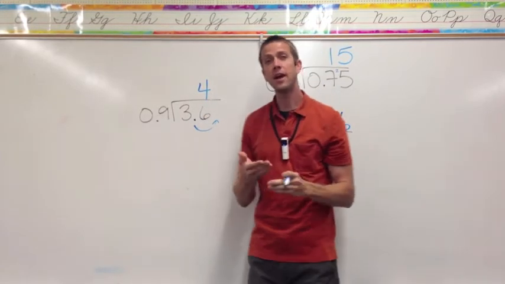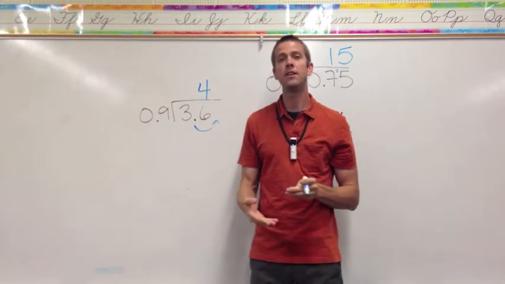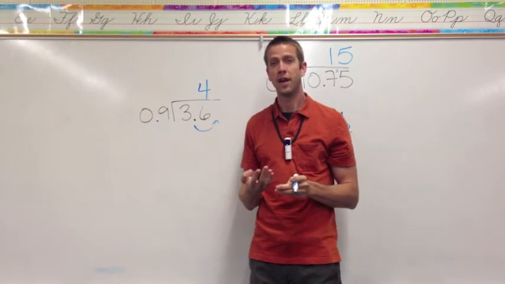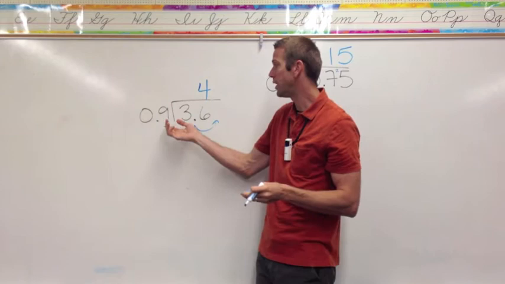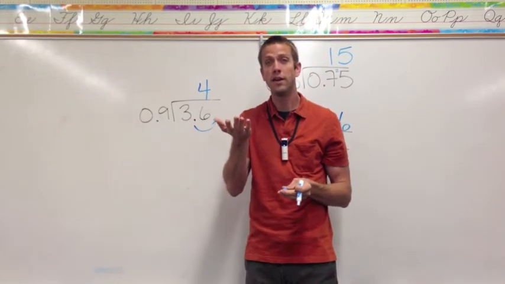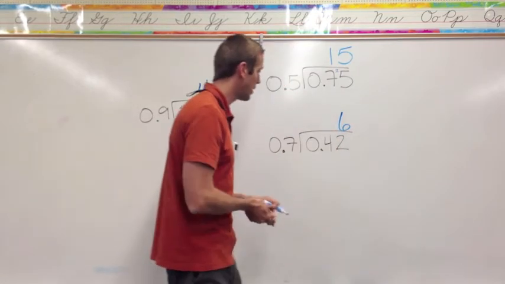And it makes sense, right? 3.6 has 0.9 fitting into it 4 whole times. Okay? This is almost a full 4. 3.6 would round up to 4, and 0.9 almost rounds up to 1. 1 fits into 4 4 times. So it makes sense. Let's try it with this one.